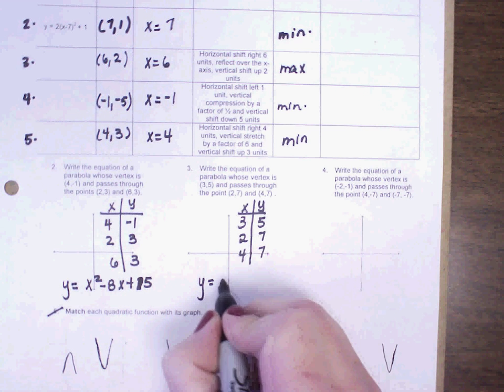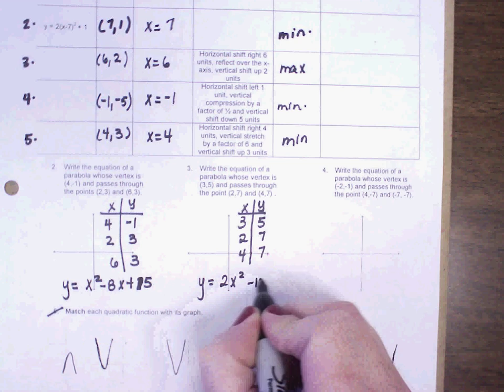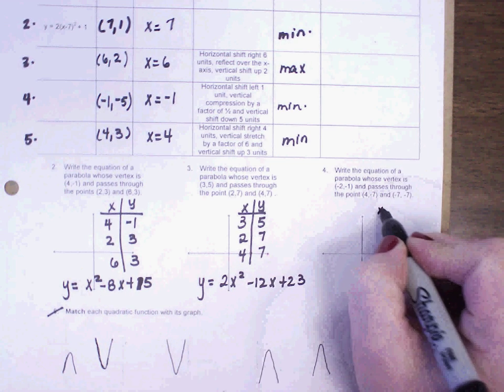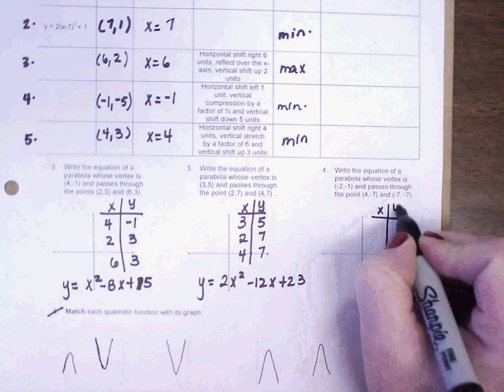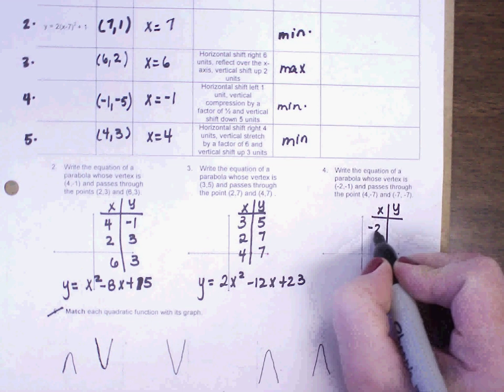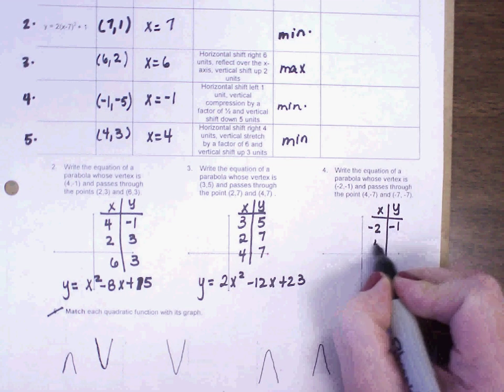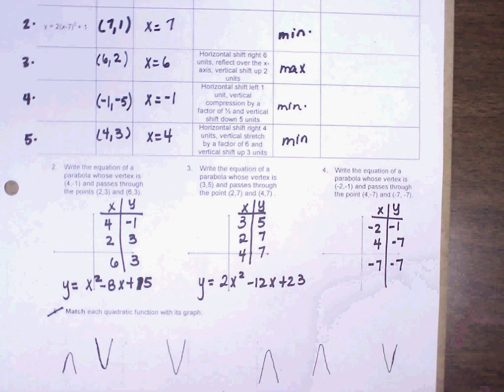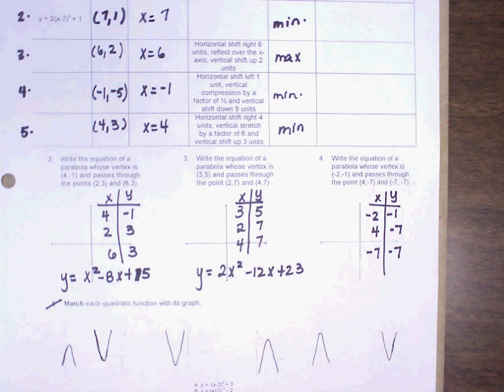All right, give me the equation. 2x squared minus 12x plus 23. All right, same thing over here. Vertex is negative 2 and negative 1, 4 and negative 7, negative 7 and negative 7. Okay?